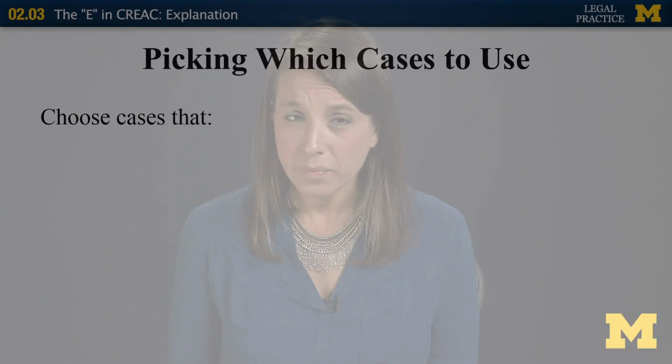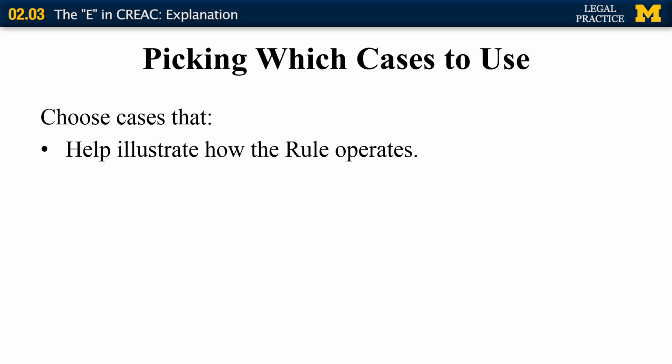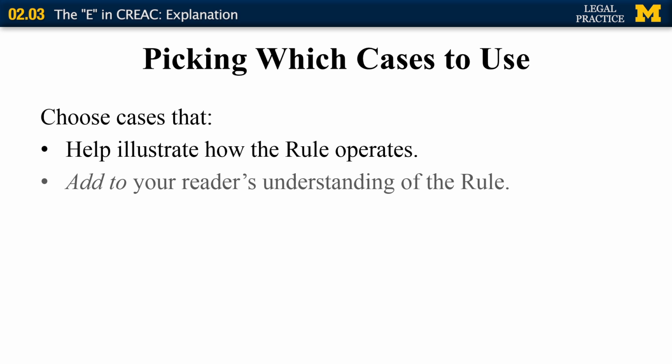So what does that mean? Well, when we figure out which cases we want to use, it's a helpful guiding principle. First, I want cases that actually help illustrate how the rule operates, that take the rule and, using the facts of those cases, make it more concrete. Second, I want cases that add to my reader's understanding of the rule. If I have 4 different cases that all do kind of the same thing, that help explain how the rule operates in very much the same way, I probably don't want to throw all of those cases at my reader.